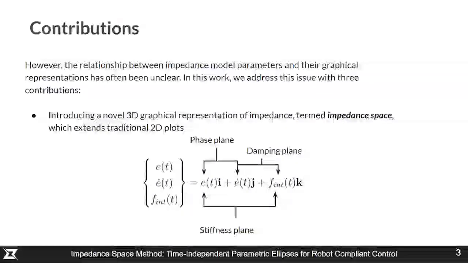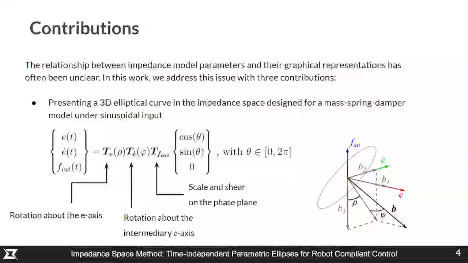In this work, we address this issue with three contributions: introducing a novel three-dimensional graphical representation of impedance, termed impedance space, which extends traditional two-dimensional plots, presenting a three-dimensional elliptical curve in the impedance space designed for a mass spring damper model under sinusoidal input.